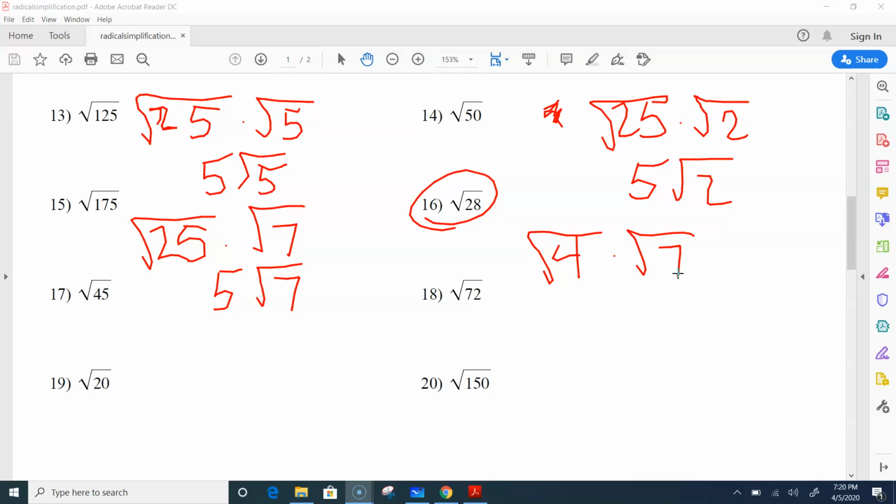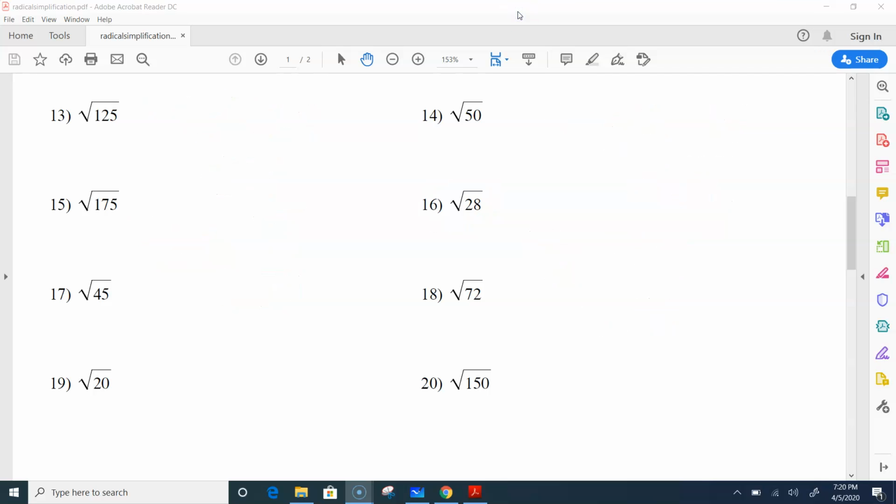So that's 4 times 7. That would be 2 square root of 7. And you can always check your work with your calculator. I can take 2 times the square root of 7 and see if I get the same decimal as when I do the square root of 28. All right, so I want you to try 17, 18, 19, and 20 on your own. Let's start with 17. Tell me what you get.